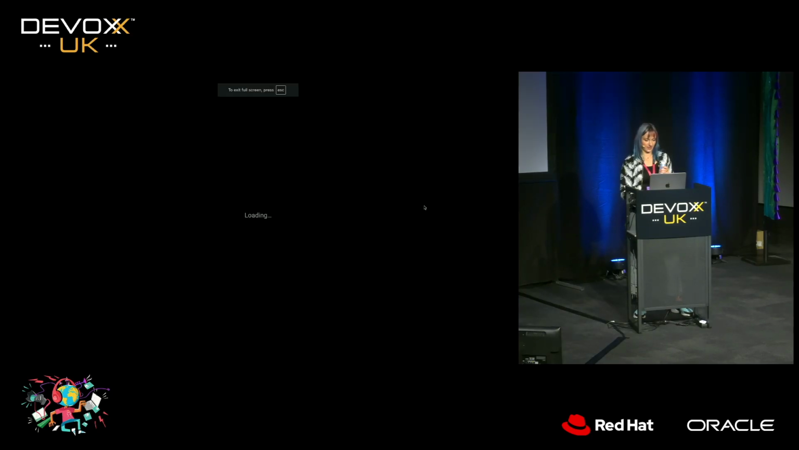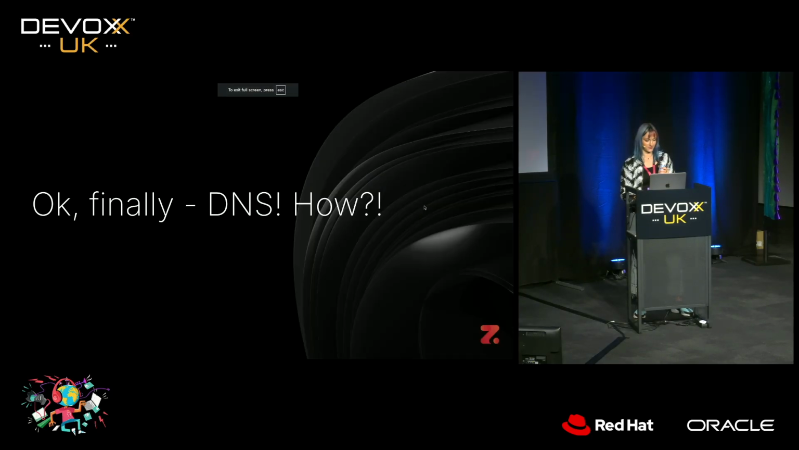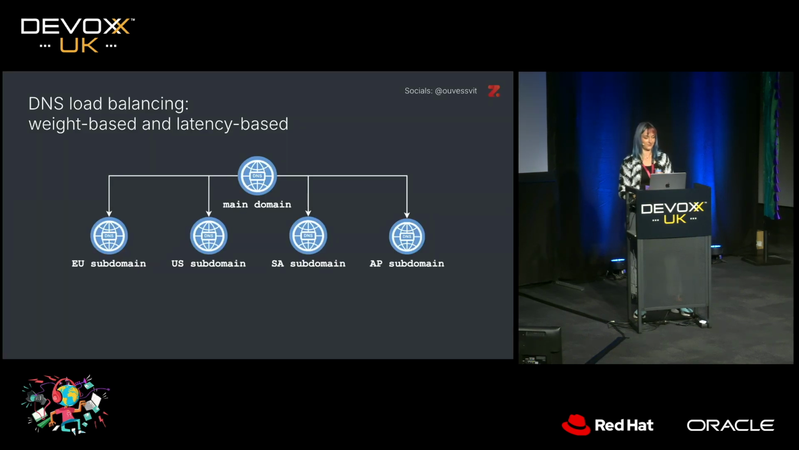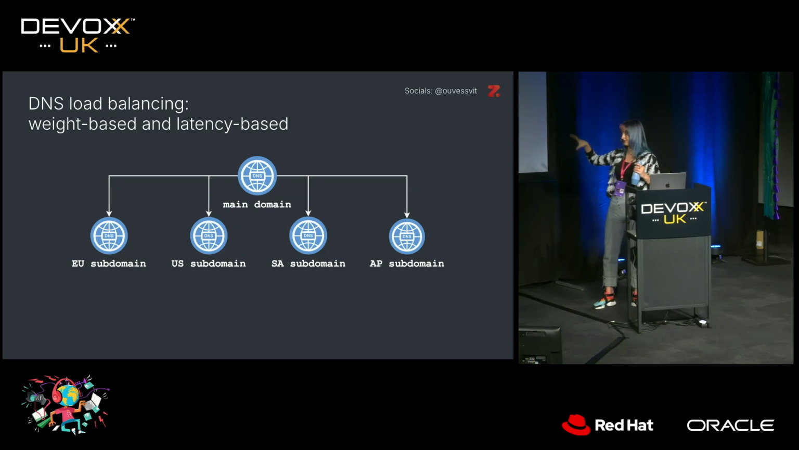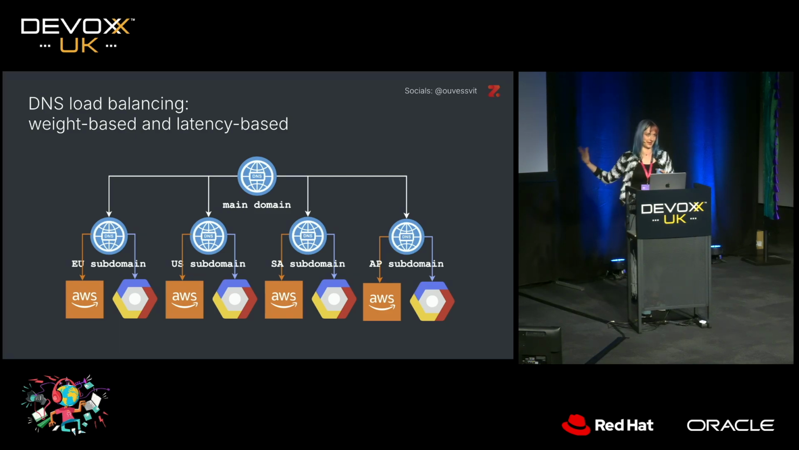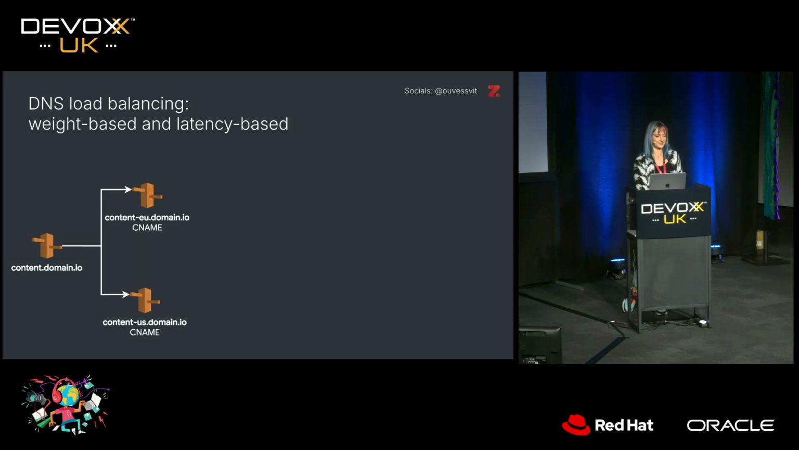Now, what have we not spoken about? We have not spoken about DNS. How do we do DNS? First of all, we have the problem of having multiple regions. Let's say you have the main domain and you need to serve multiple locations in which you have deployments. But now we also add 2 clouds in its deployment. How do we deal with that? The answer is DNS load balancing.